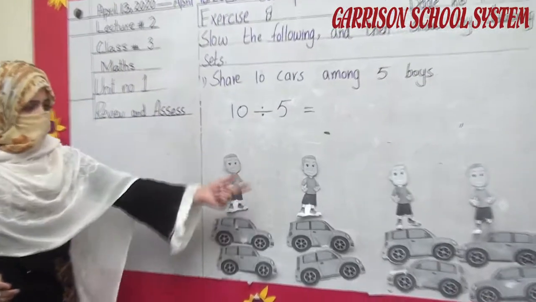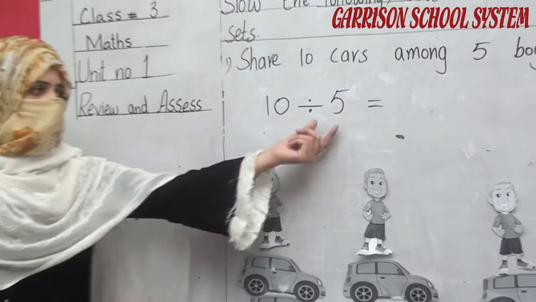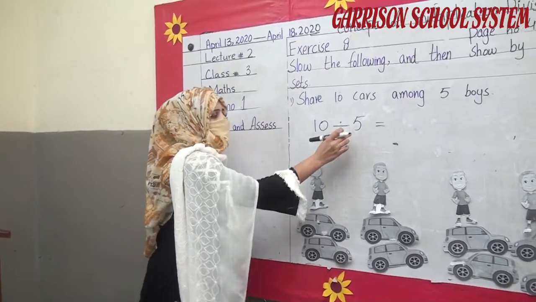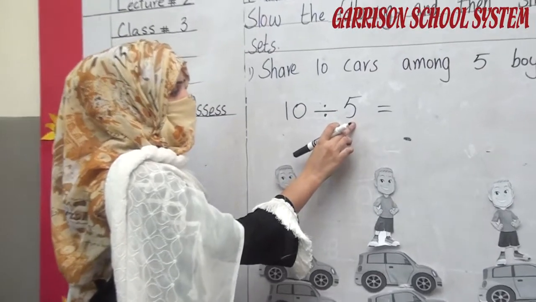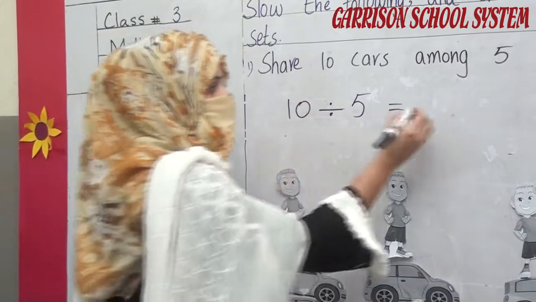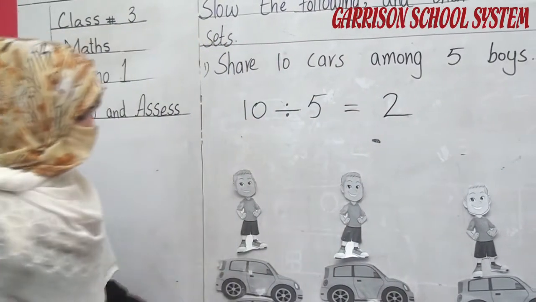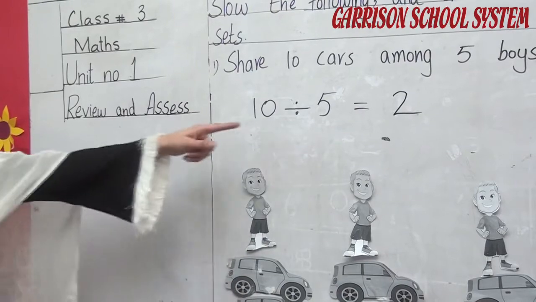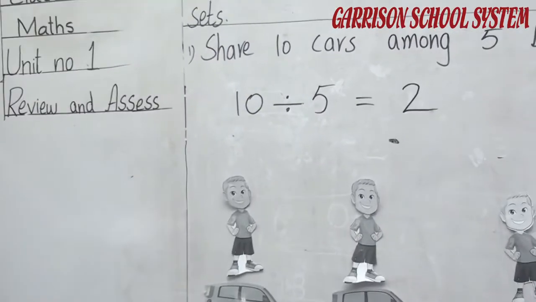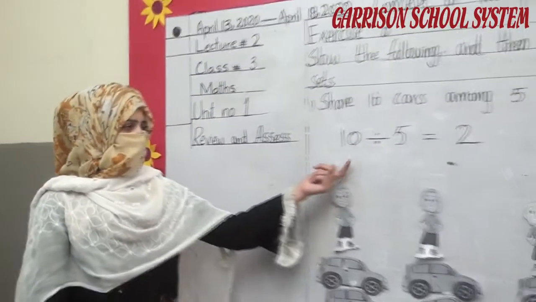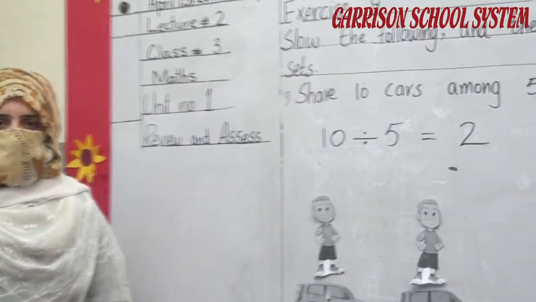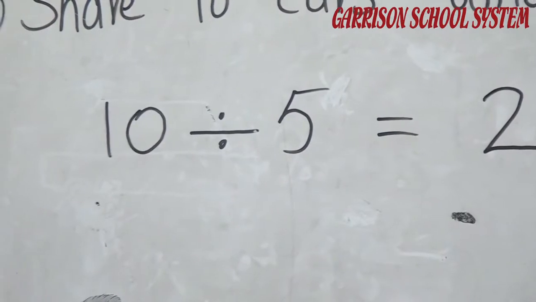First I write the total cards. Total cards are 10. Then the symbol of sharing. Then 5. Now we divide by this 5. 5 ones are 5, 5 twos are 10. What is our answer? 5 twos are 10. It means our answer is 2. Okay students, this is the method of sharing we have discussed with you. Now the remaining questions you have to solve at home by yourself.